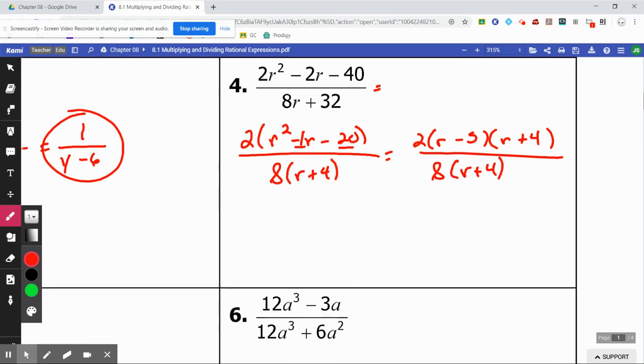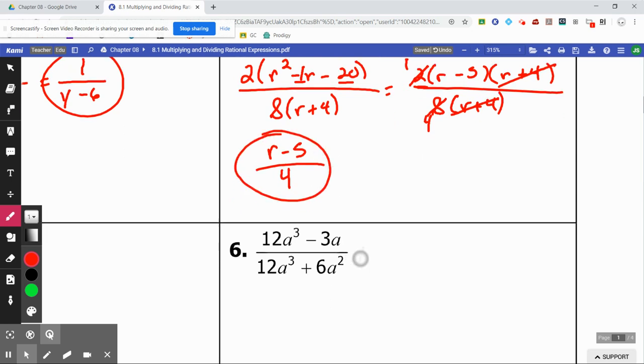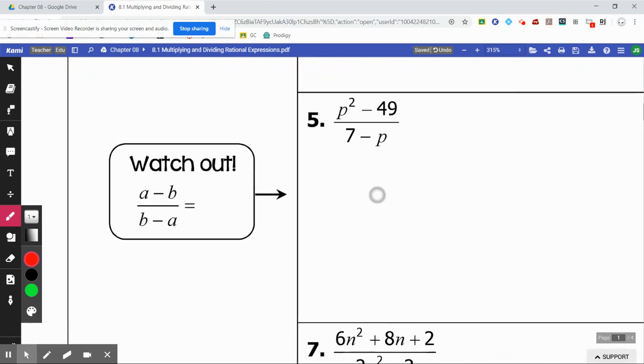The 2 and the 8, look at your monomials. The 2 and the 8 you can cancel. Reduce that, you're left with a 1 and a 4. The r plus 4 will cancel with the r plus 4, and on top you're left with a 1 and an r minus 5, which you really don't need to put the 1. And on bottom you are left with a 4. There's your final answer.